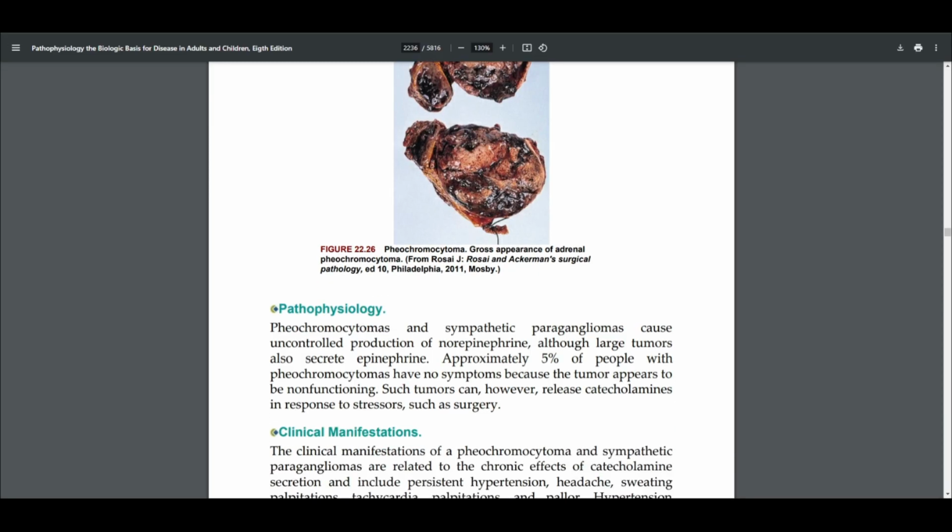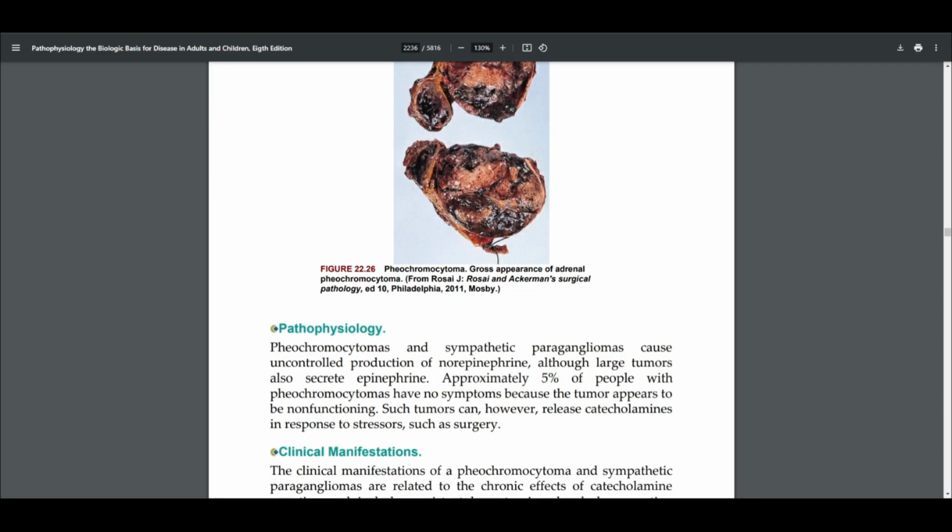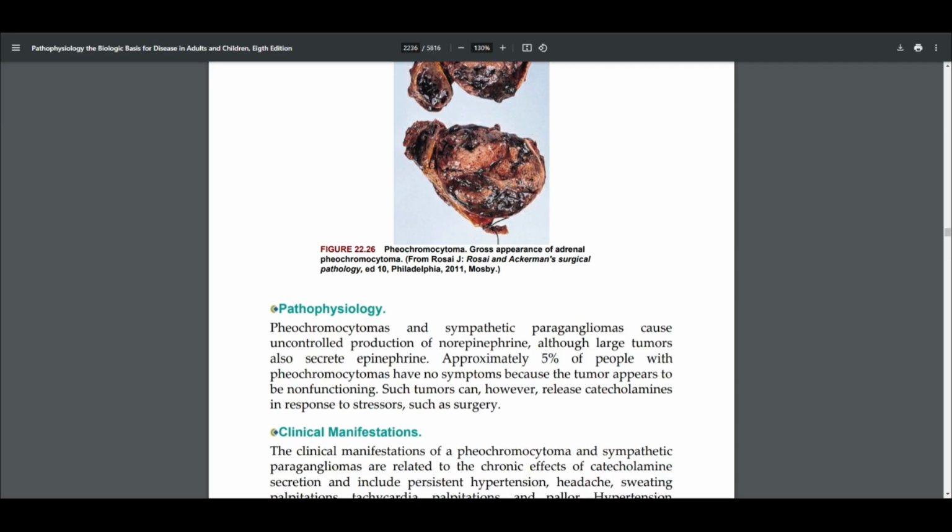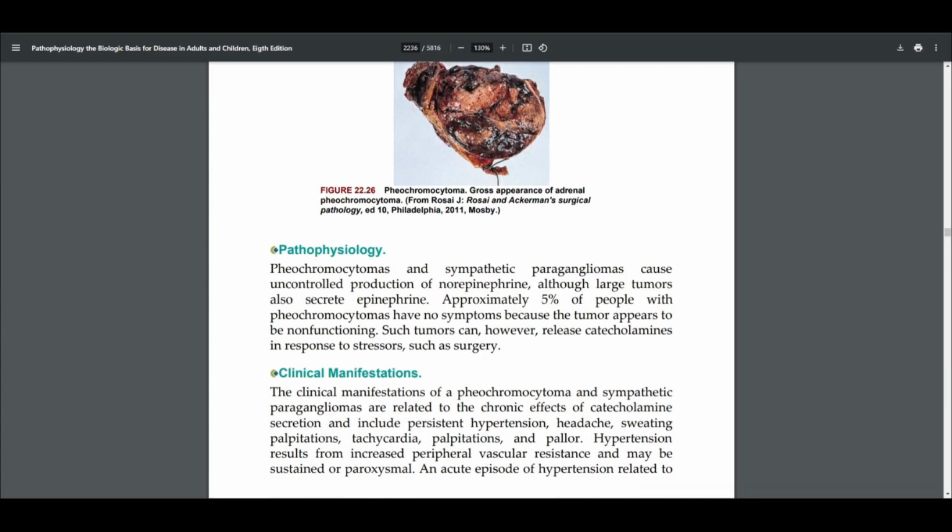The pathophysiology: pheochromocytomas and sympathetic paragangliomas cause uncontrolled production of norepinephrine, although large tumors also secrete epinephrine. Roughly 5% of people with pheochromocytoma have no symptoms, because the tumor appears to be non-functioning. Such tumors can, however, release catecholamines in response to stressors, such as surgery.